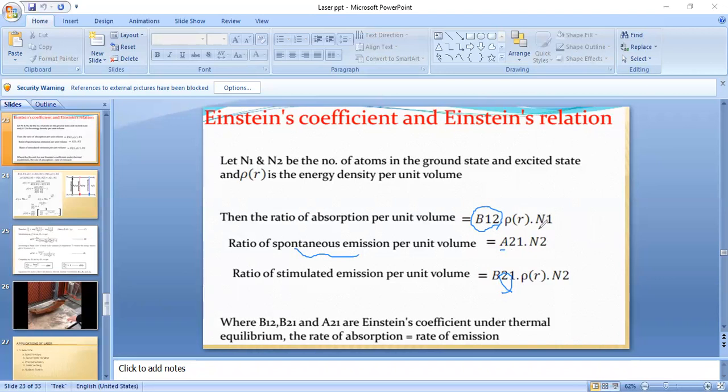Have a look here. We have capital N subscript 1, N1. That's nothing but the number of atoms that are available in the ground state or lower energy state. Similarly, N2 represents the number of atoms in the excited state. How many excited states are there? Among four optical transitions, there are two excited states. In the spontaneous process, there is one excited state. In the stimulated process, there is another excited state.